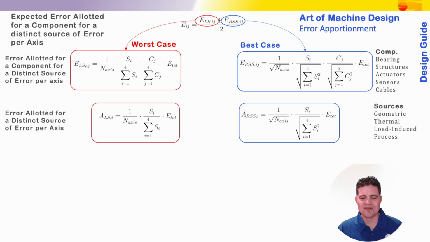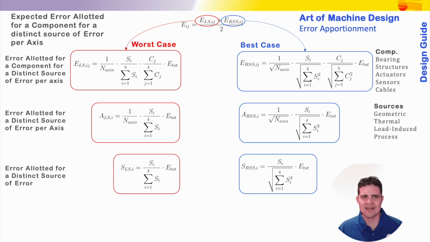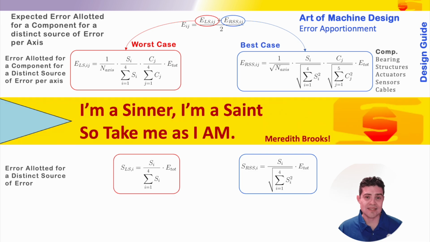We can also calculate quickly the error allotted for the distinct source per axis and the error allotted for the distinct source of error in total. And that's it. So I'm both a sinner, I'm a saint, so I'm somewhere in between.